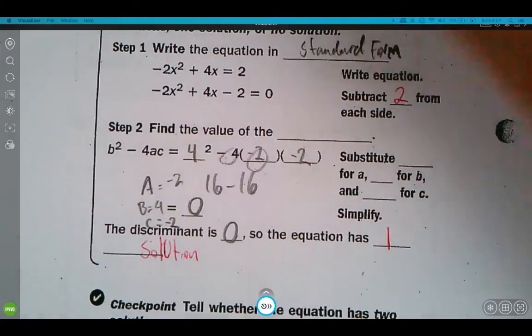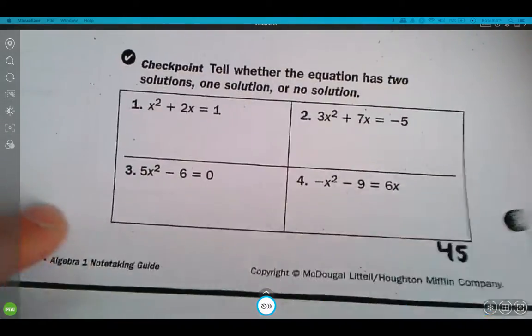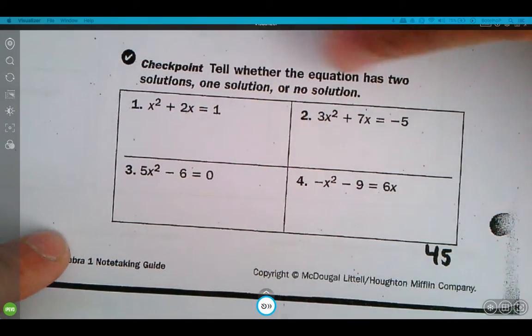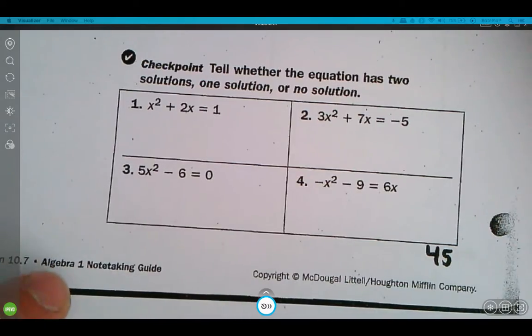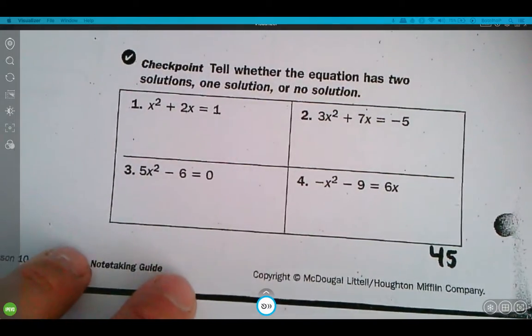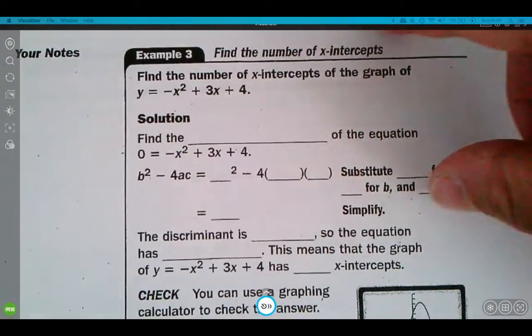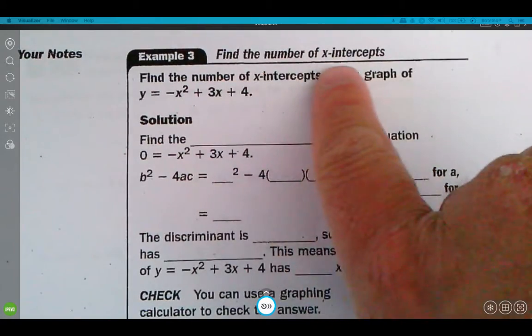Cool. All right, so you'll do these checkpoints 1, 2, 3, and 4. I'll put it on the form. I'll give you a multiple choice, and you'll just either put 2 solutions, 1 solution, or no solution using the discriminant. Then there's some questions in this text that just say find the number of x-intercepts.